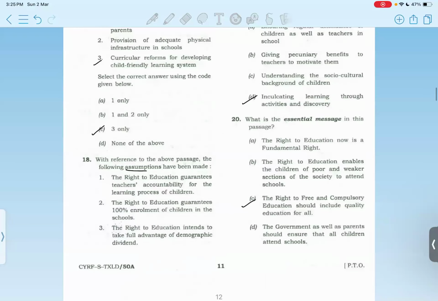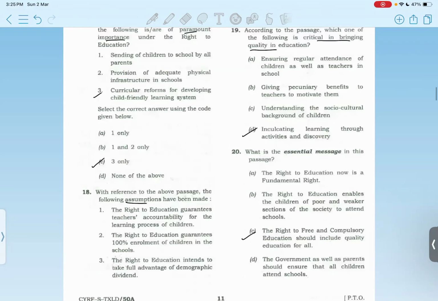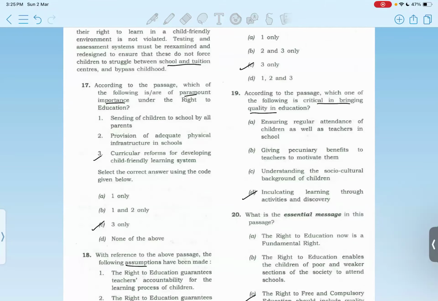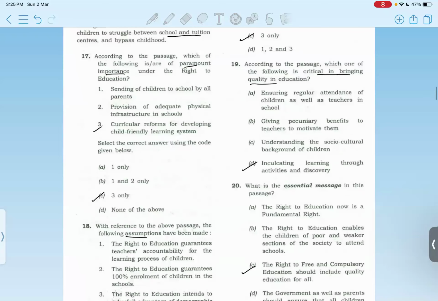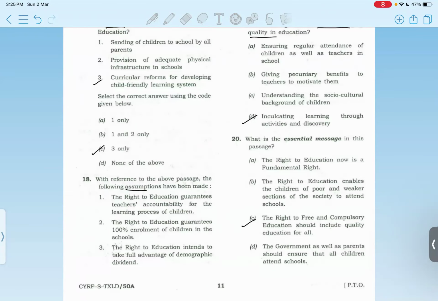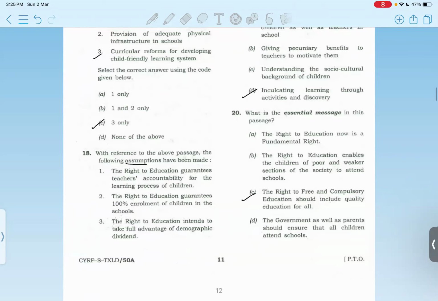The right to education guarantees teachers. So how does it guarantee, that is the point, so I did not mark this, because it does not guarantee; what is being discussed in the passage is that teacher accountability is an important element. But right to education guarantees teachers accountability for the learning process of children. Okay, 19th. The following is critical in bringing quality in education: inculcating learning through activities and discovery. Option D. Then the essential message of the passage: right to free and compulsory education should also include quality education for all. Option C.